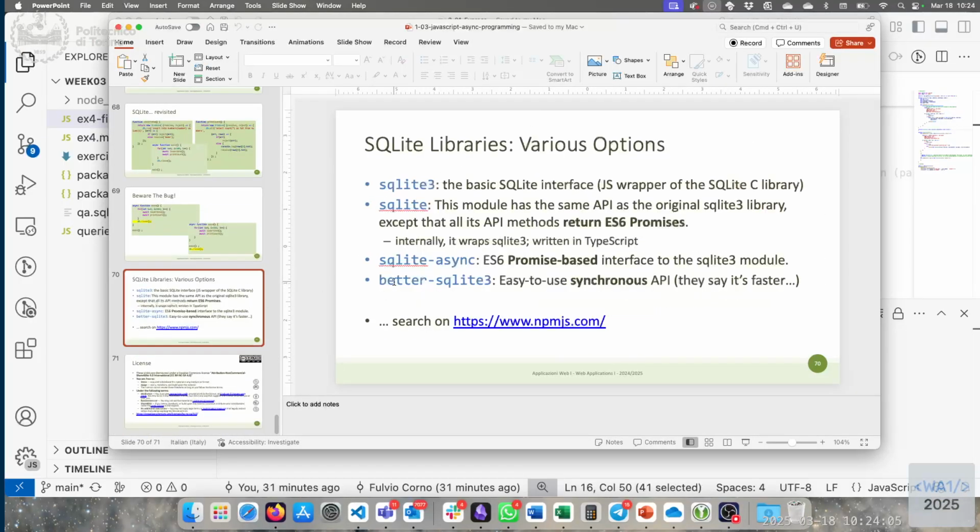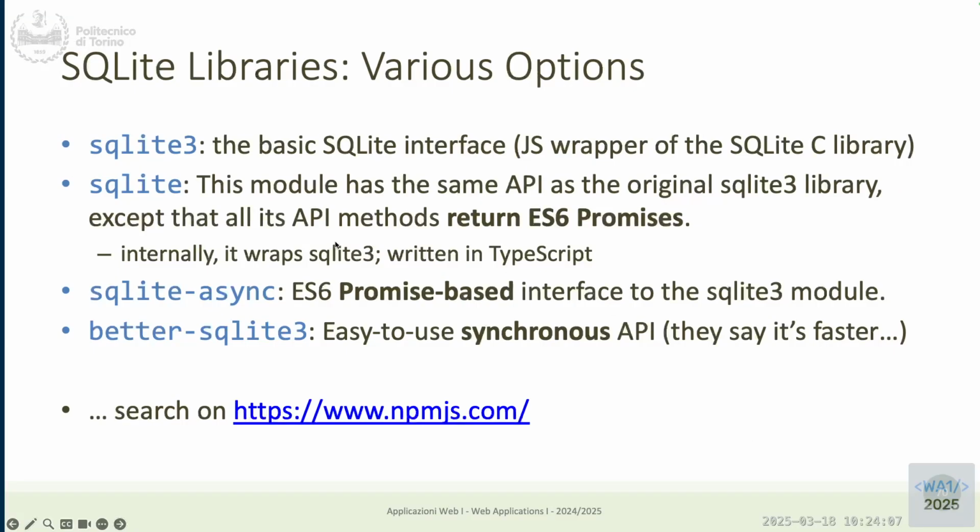By the way, there are also some other libraries. SQLite 3 was the library that we used for accessing the database, which is based on the old style callbacks. Then we wrote some methods for returning promises, to make it easier for us to handle. There are also some other libraries. Here there are some links, but actually there are several wrapper libraries that already do this work for us. So they give us a promise-based API for SQLite, if you want to explore one of these.